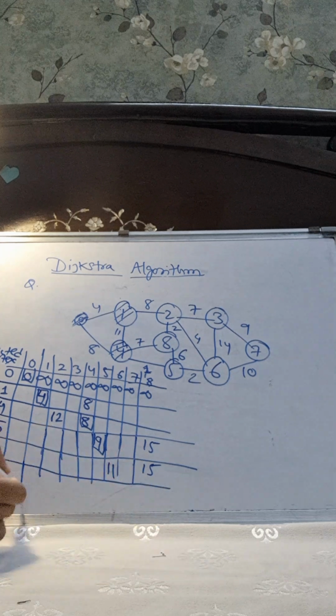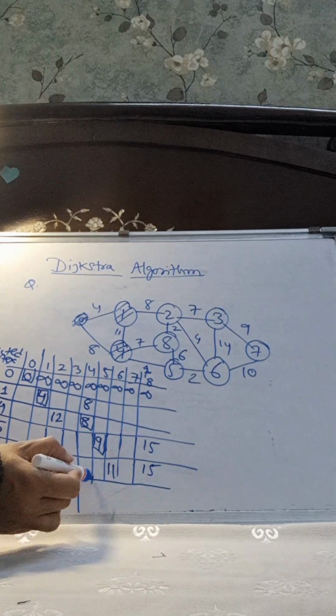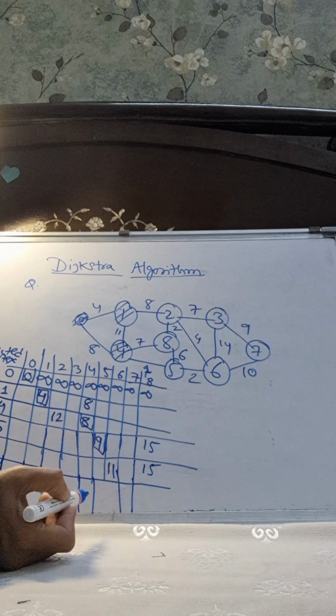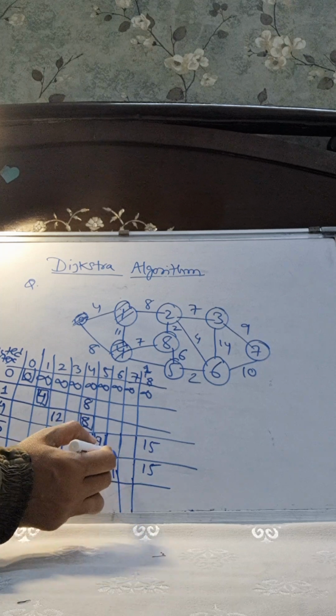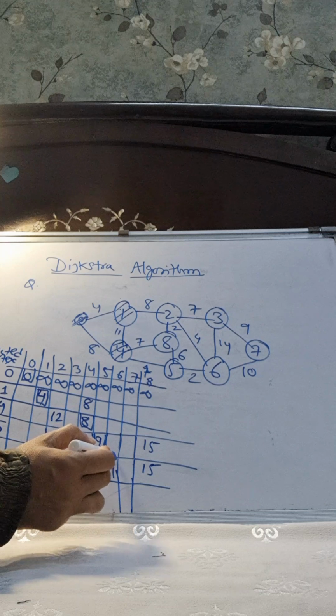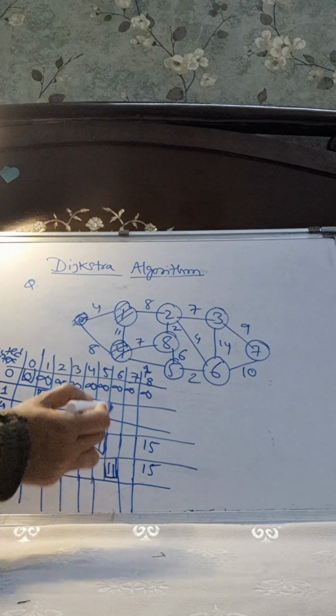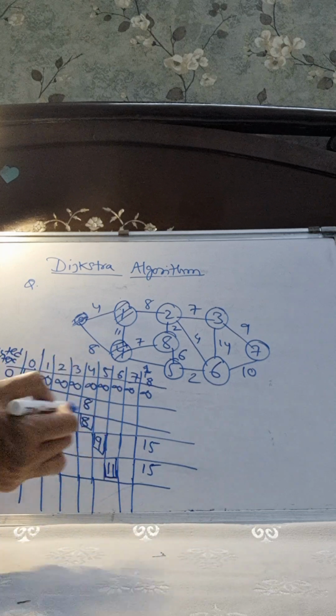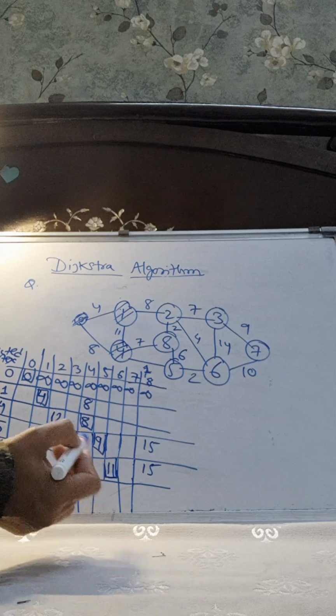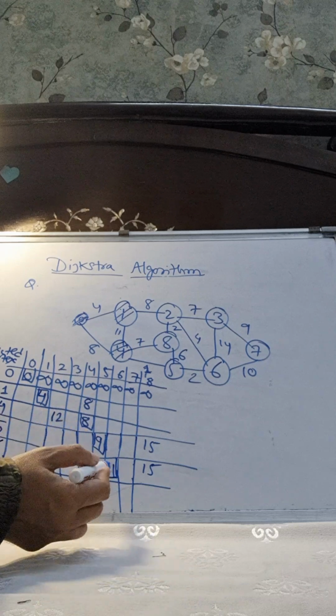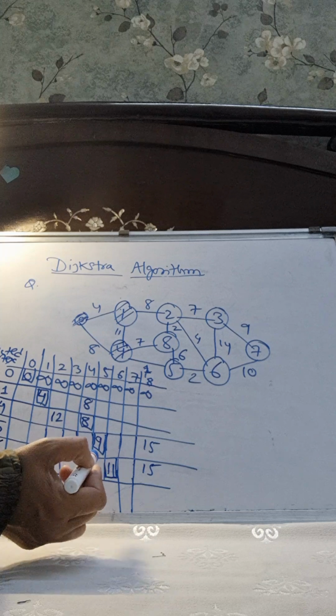Out of the costs available to us, which one is minimum? 11 is minimum. So which vertex will we select? We will select vertex number 6. So till vertex 6, you are getting a cost of 11.